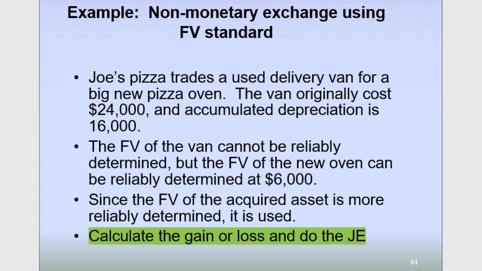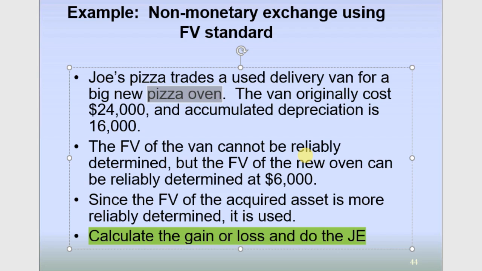So this won't take too much longer, but I want to make sure you get lots of examples here. This is a non-monetary exchange. Now you'll notice that we're exchanging a delivery van for a pizza oven. Well, there must be commercial substance. You can't have the same cash flows from a pizza oven as you do from a delivery van.